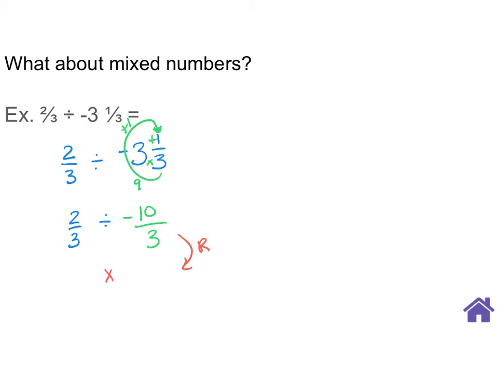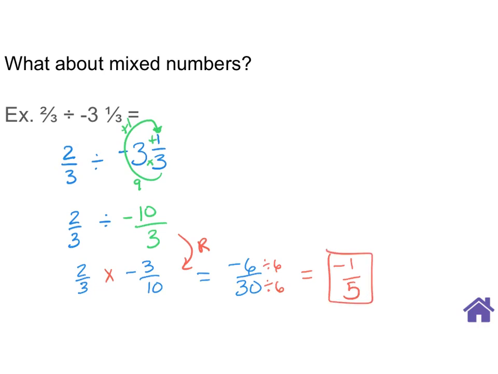Now that I've changed it into improper fractions, I can do the reciprocal and multiply by the reciprocal. So I'm going to find the reciprocal. Then I'd get 2/3 times -3/10, multiply straight across, and I get -6/30. Simplify by dividing by 6 on the bottom and top. So I get -1/5, and that would be my final answer.